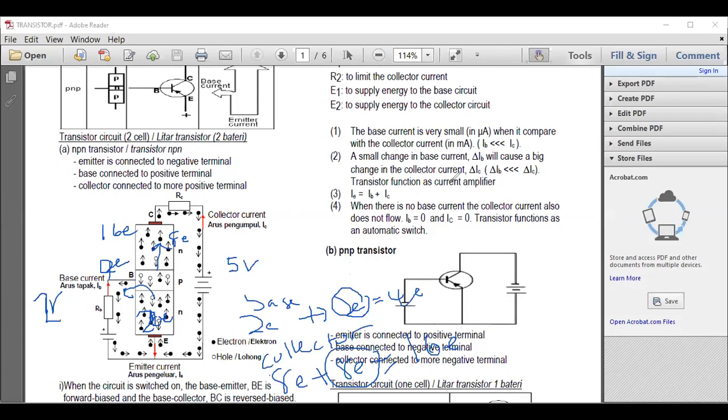So a small change in the base current produces big changes in collector current. If you increase the voltage, there are more electrons, because you'll be able to attract more. It's like this.